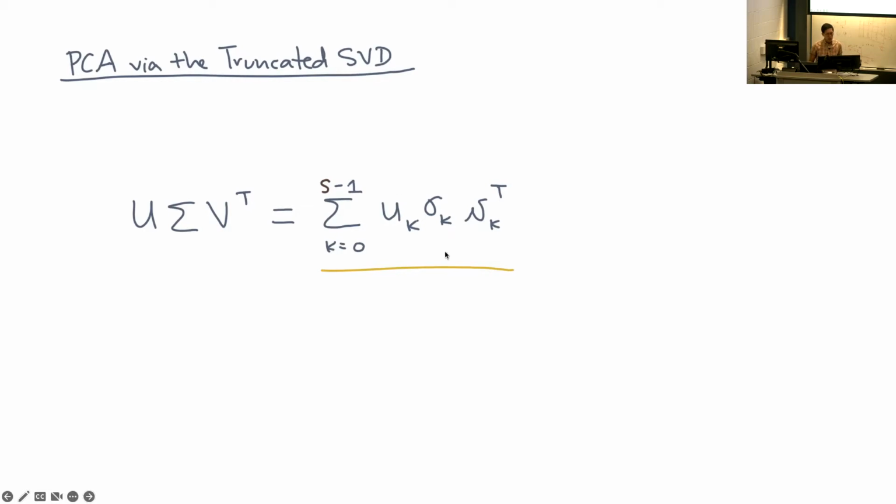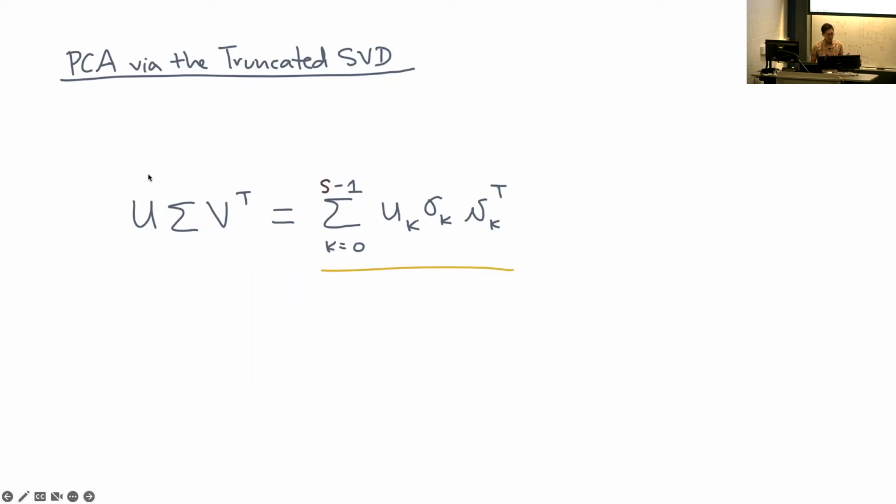Going back to this, if I take this product and rewrite it in this form on the right-hand side, these are equivalent, and each one of these terms is a matrix of rank 1. So if I am doing this sum over S terms, the maximum rank of this is going to be S.